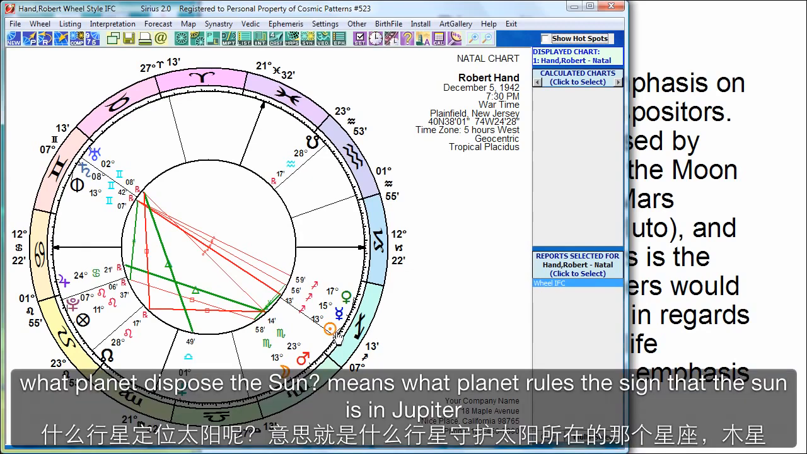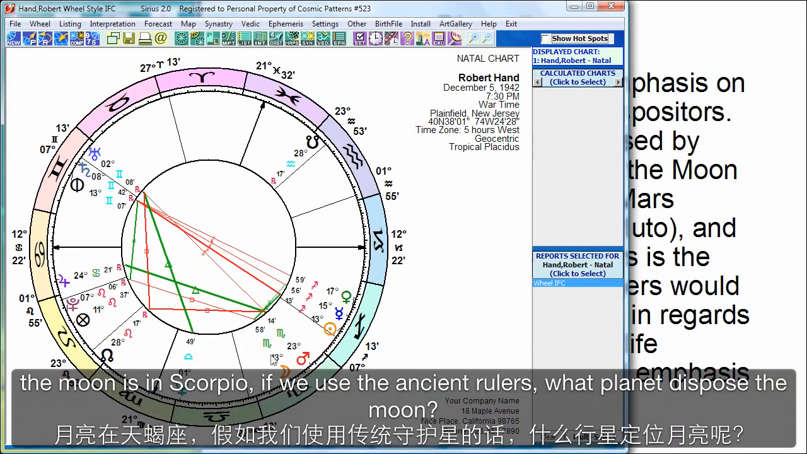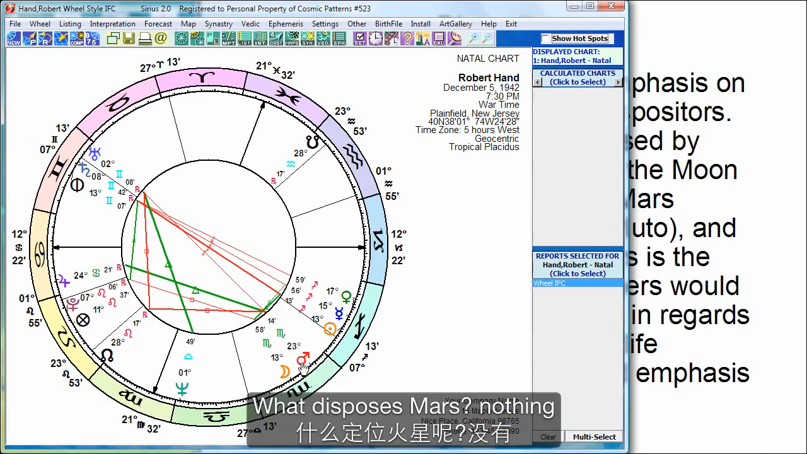What planet disposes the Sun? Means what planet rules the sign that the Sun is in? Jupiter. What planet disposes Jupiter? The Moon rules Cancer. It's the Moon. The Moon is in Scorpio. If we use the ancient rulers, what planet disposes the Moon? The ruler of Scorpio is Mars. Mars disposes the Moon. What disposes Mars?